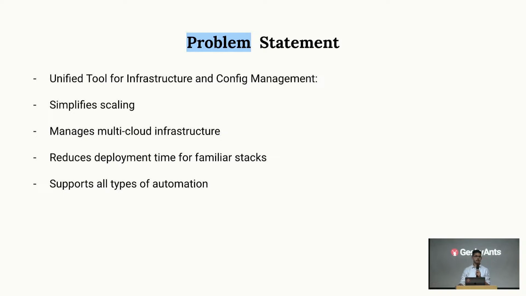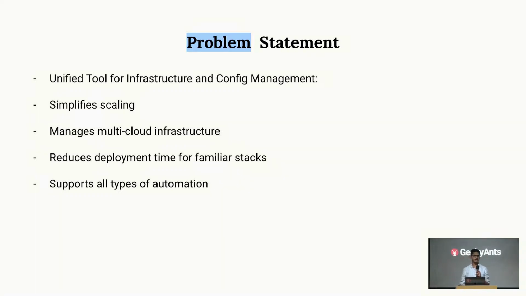Next is reducing deployment time for familiar stacks. For example, a client comes up to us and wants us to deploy an EC2 instance with an RDS and a Redis inside a subnet along with a load balancer, and we create an Ansible code for them. Going forward, for any client that comes up with a similar requirement, we don't take much time deploying their stack. We can use the same code and templates, with just a few tweaks in the variables, to boot up their infrastructure and manage their configurations.